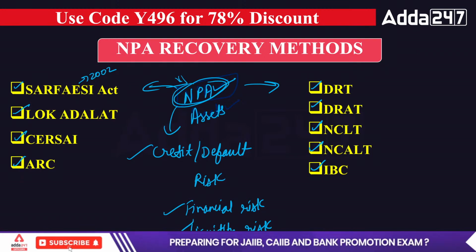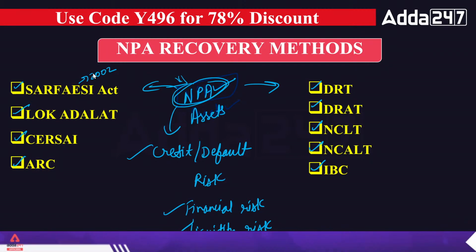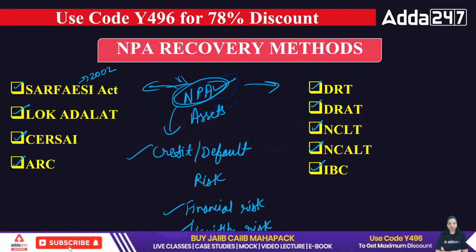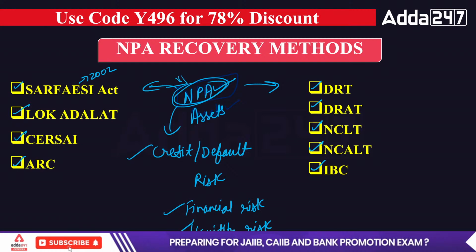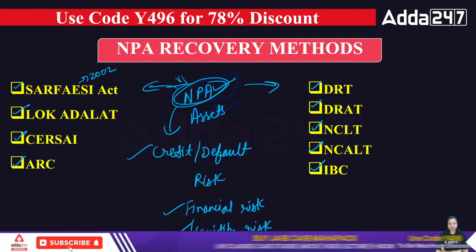Then we have CERSAI. What is CERSAI? It is simply a Government of India company which is helping us recover the NPA. It stands for Central Registry of Securitization Asset Reconstruction and Security Interest of India. Then we have ARC, which stands for Asset Reconstruction Company. Then we have DRT, which stands for Debt Recovery Tribunal. Then we have DRAT, that is Debt Recovery Appellate Tribunal.